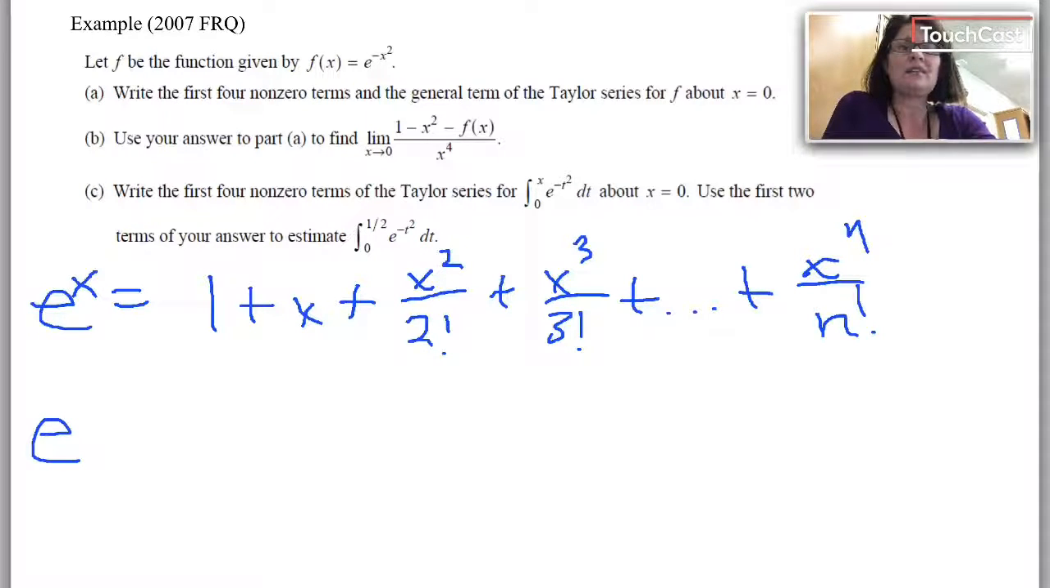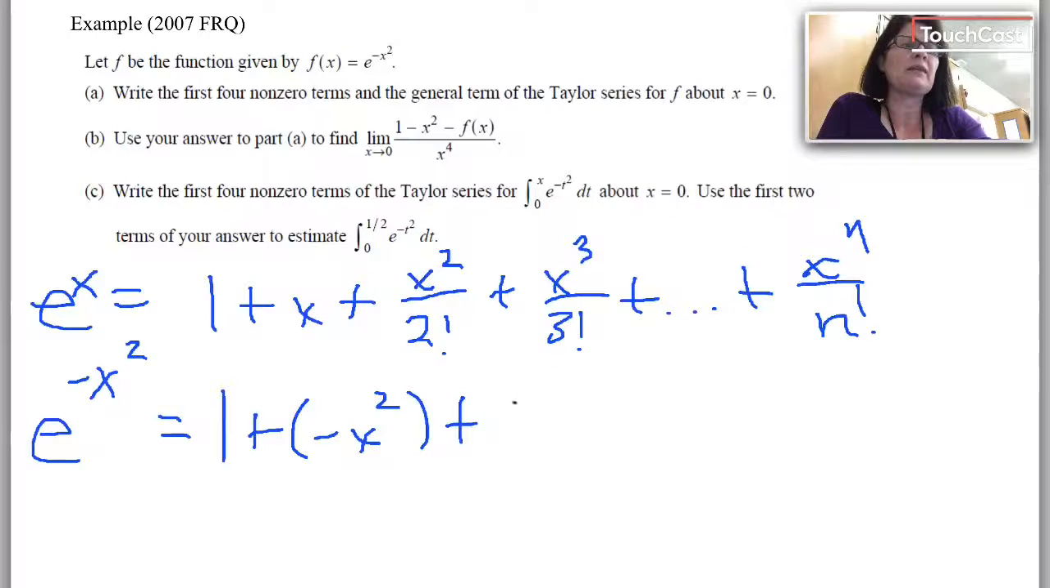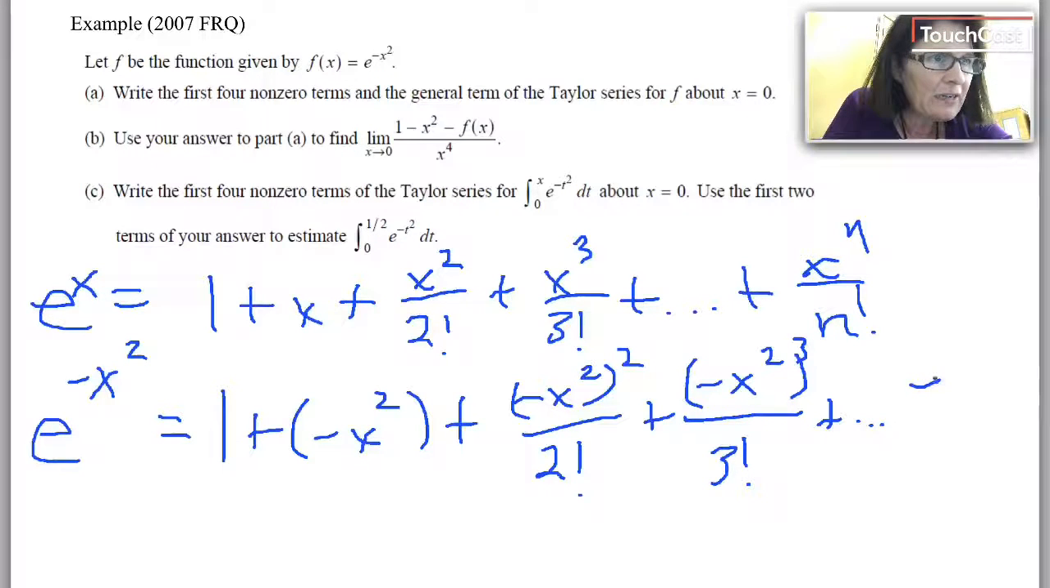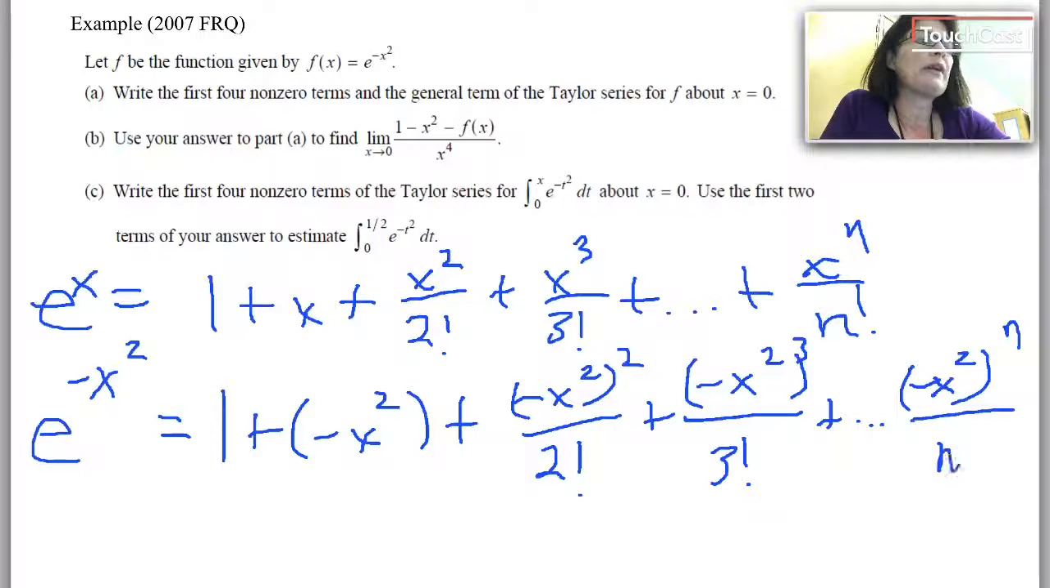I'm going to write a series for e to the negative x squared by going back to this series, and everywhere I see x, I'm going to replace it with negative x squared. So that's going to be 1 plus negative x squared plus negative x squared squared over 2 factorial plus negative x squared cubed over 3 factorial plus ... negative x squared all raised to the nth over n factorial. That's my answer to letter A.